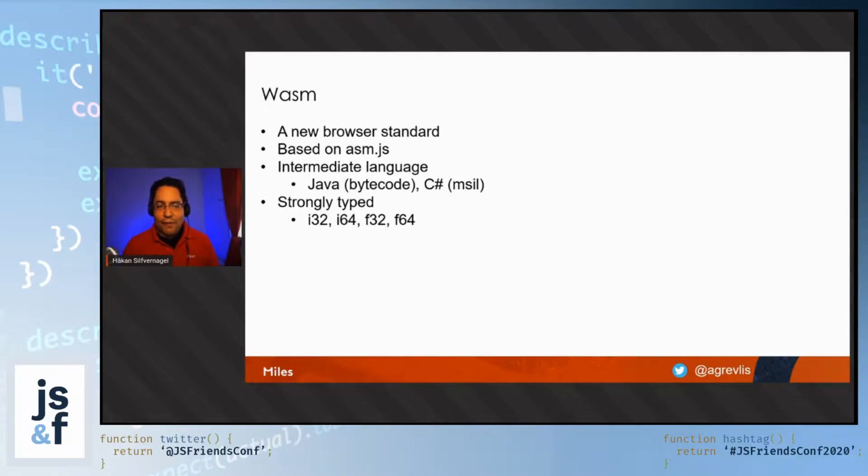and then you can compile these high-level languages down to WebAssembly. So as I said here, WebAssembly is a new browser standard, and part of the reason why they managed to get this out quite fast is that it's based on the previous project called asm.js. So if you're interested in that, you can look that up. So WebAssembly is an intermediate language, just in the same way as when you use Java, it compiles down to bytecode, and if you use C#, it will compile down to MSIL code. WebAssembly is a strongly typed language, so it has 4 different types: the 32-bit integer, 64-bit integer, 32-bit float, and 64-bit float.